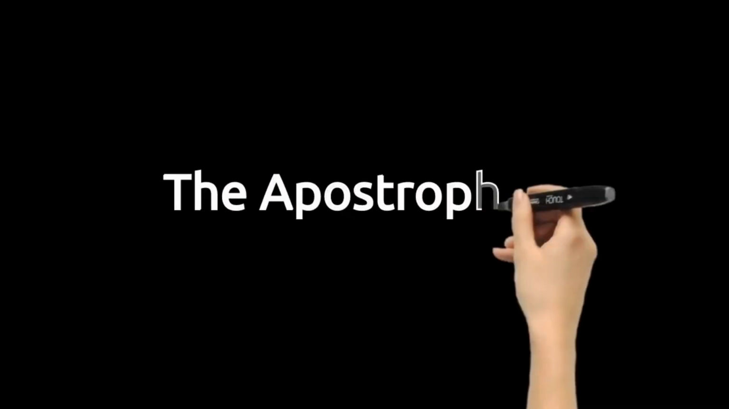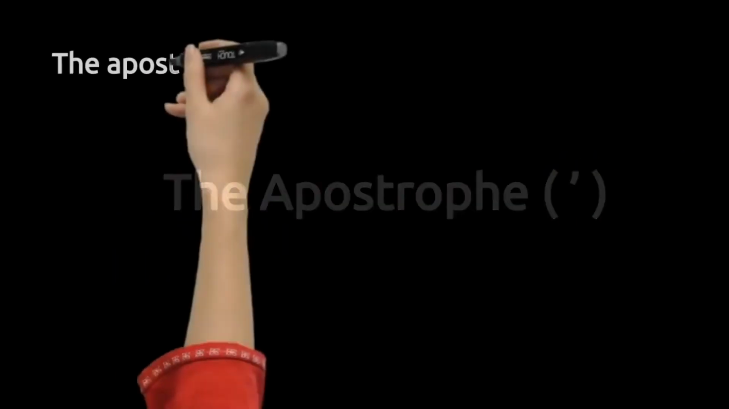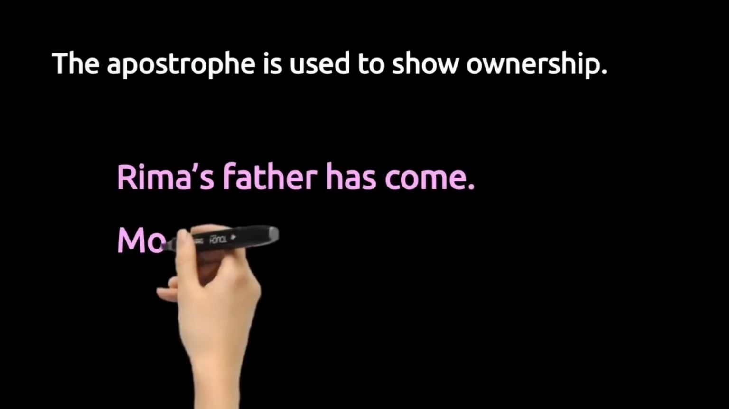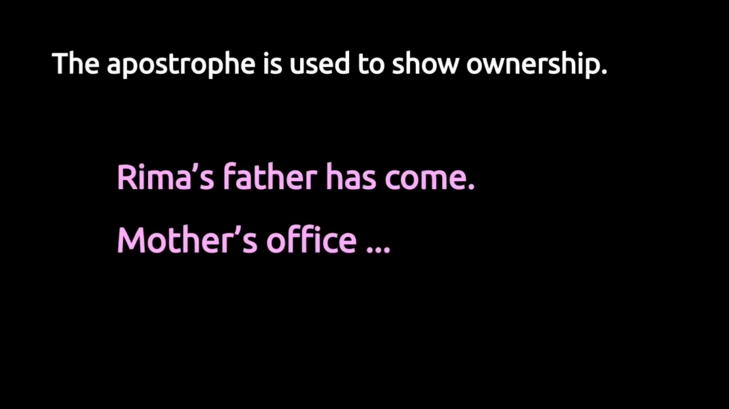The apostrophe. The apostrophe is used to show ownership. Rana's father has come. Mother's office. Rules for apostrophe.